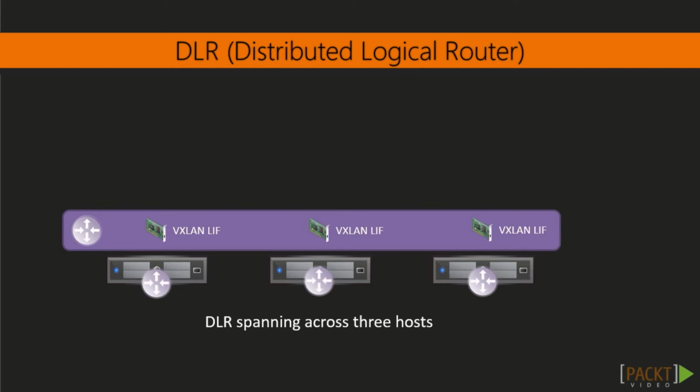On top of that, we have the DLR control VM. This virtual appliance is very important because if you talk about a distributed configuration, you need to have a single management instance. From an HA perspective, the DLR control VM can be deployed in HA mode, which means you have two DLR control VMs up and running within an HA cluster.